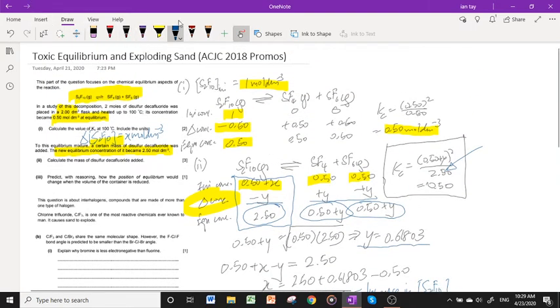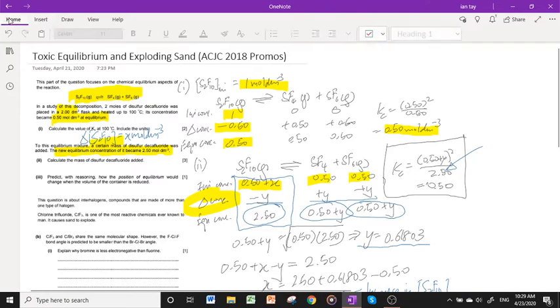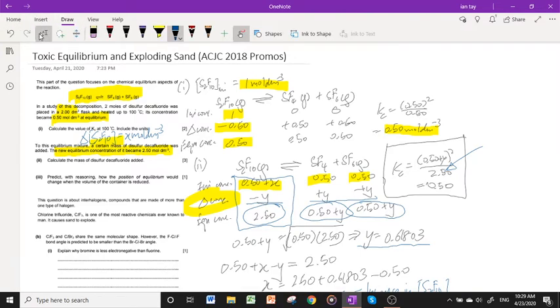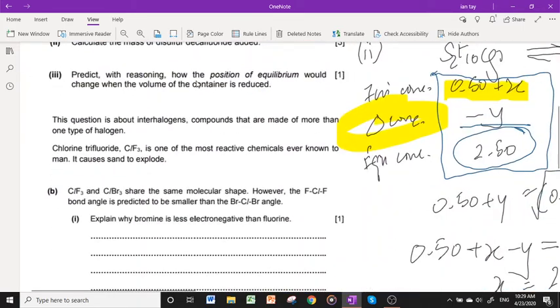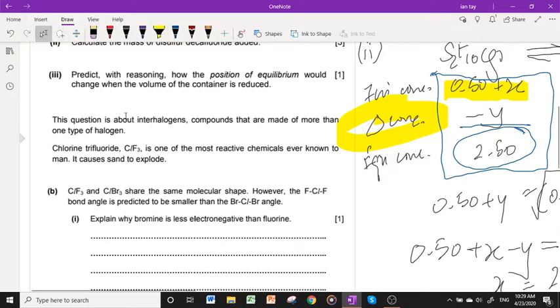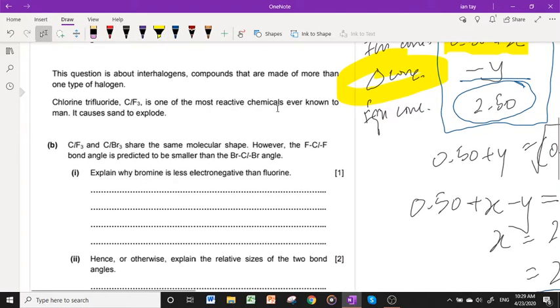But let us look at the slightly less exciting but also sufficiently interesting second part of the question, which is about interhalogen compounds. So okay, it's very reactive. ClF3 causes sand to explode.